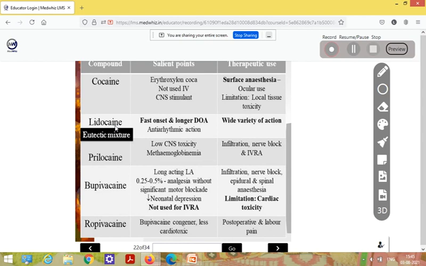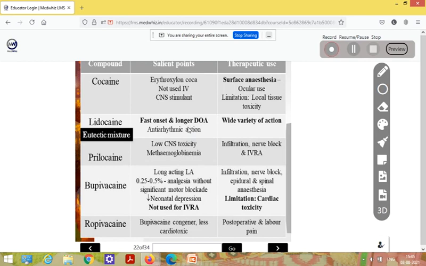Next is lidocaine. Lidocaine is something we use very frequently in our clinical practice. It is also called lignocaine, and xylocaine is the brand name. Whenever you go to your casualty postings, surgery postings, ophthal postings, ENT postings and all, you will be using local anesthetics over there. Please remember, lidocaine is the most frequently used drug and it is the prototype drug. It is amide linked and has a very fast onset of action and a longer duration of action.